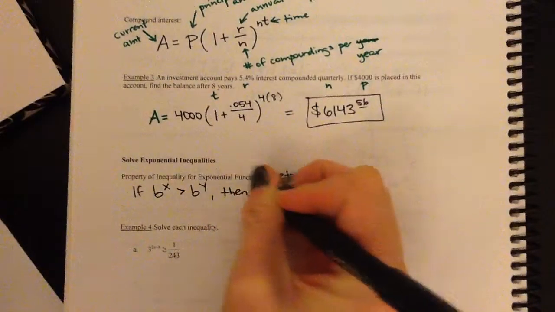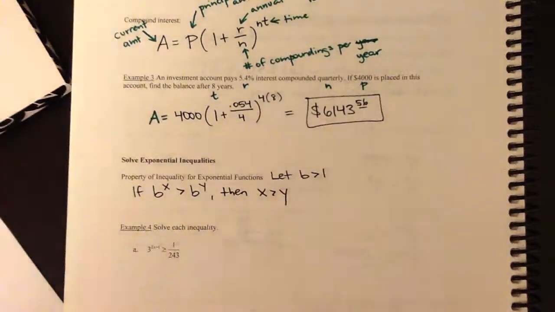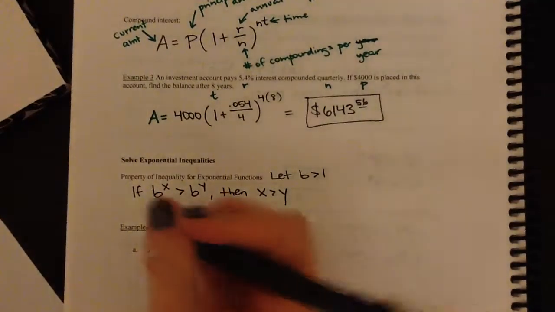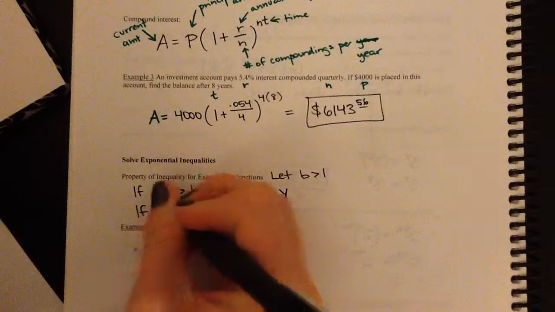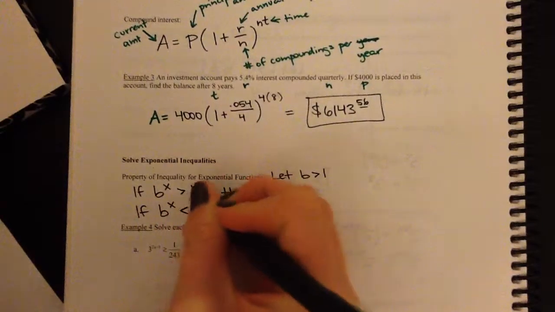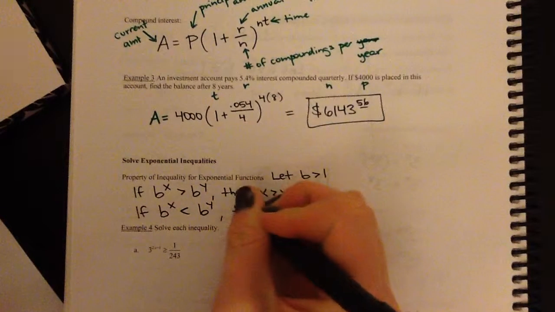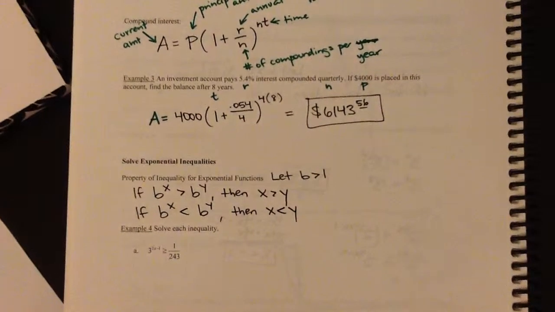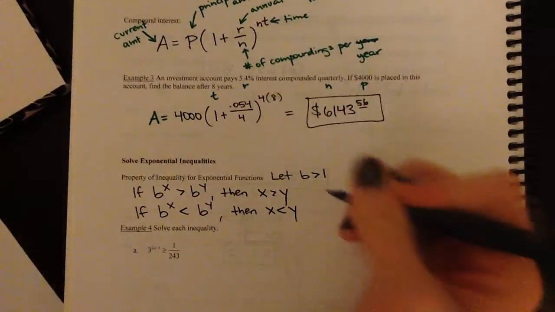Then that means that X is greater than Y. We had just one of these set up for equations, but since there are 2 different types of inequalities, we'll have 2 statements here. Then if B to the X is less than B to the Y, that means that X is less than Y. The exact same would hold for less than or equal to or greater than or equal to.